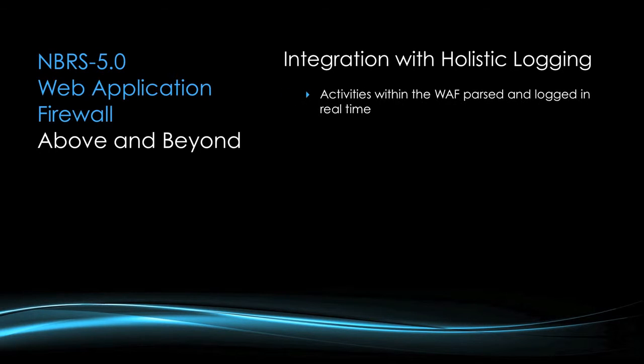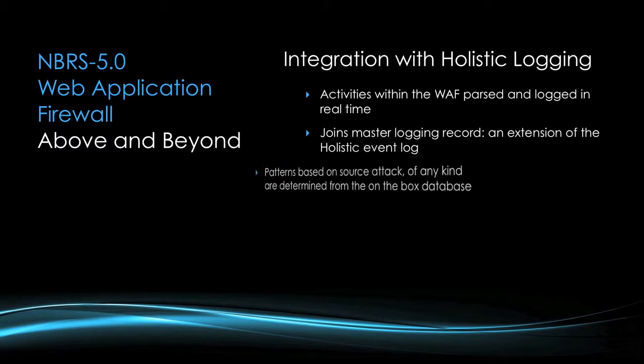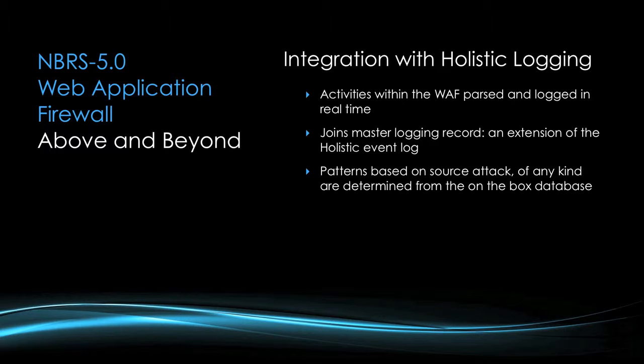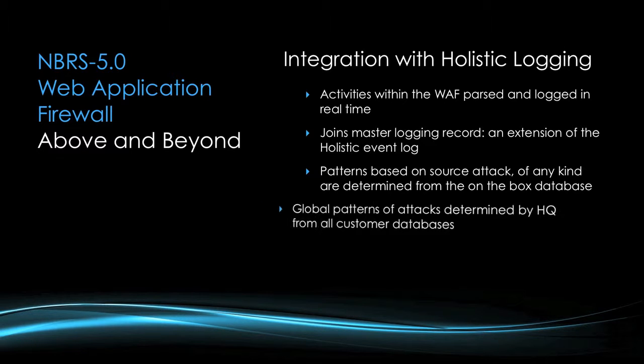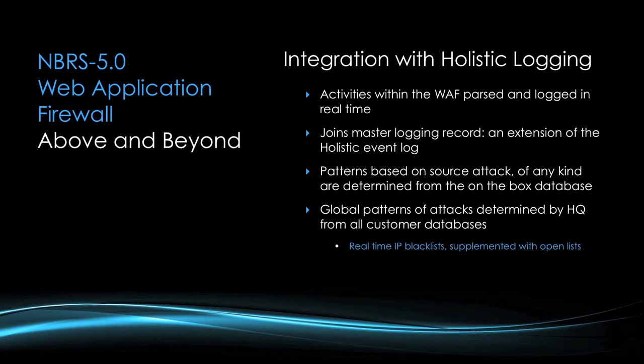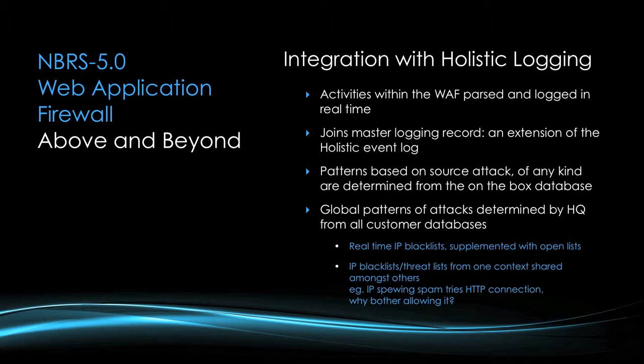All activities within the WAF are passed and logged in real time. And this is done as an extension of the holistic event log, so such events can be seen in the holistic system. Patterns based on sources of attack of any kind are determined from the on-the-box database, and global patterns of attacks determined in HQ from all customer box databases can result in real-time IP blacklists supplemented with open lists, as well as IP blacklists and threat lists from one context being shared amongst others. For instance, an IP spewing spam tries HTTP connections, so why bother allowing it?